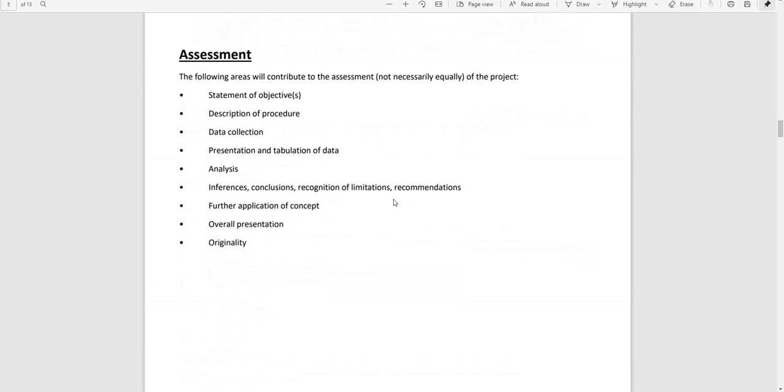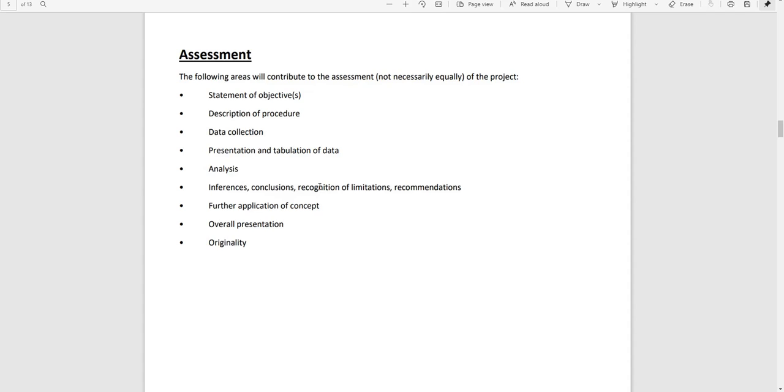So, your assignment is broken up into these things. Statement of the objectives. Description of the procedure. Statement of objectives is, what do you want to find out? Description of the procedure. How are you going to collect it? Data collection. So basically, just list the raw data. Presentation and tabulation of the data. So organize it into a table. Analyze it. So measures of center, measure of spread.